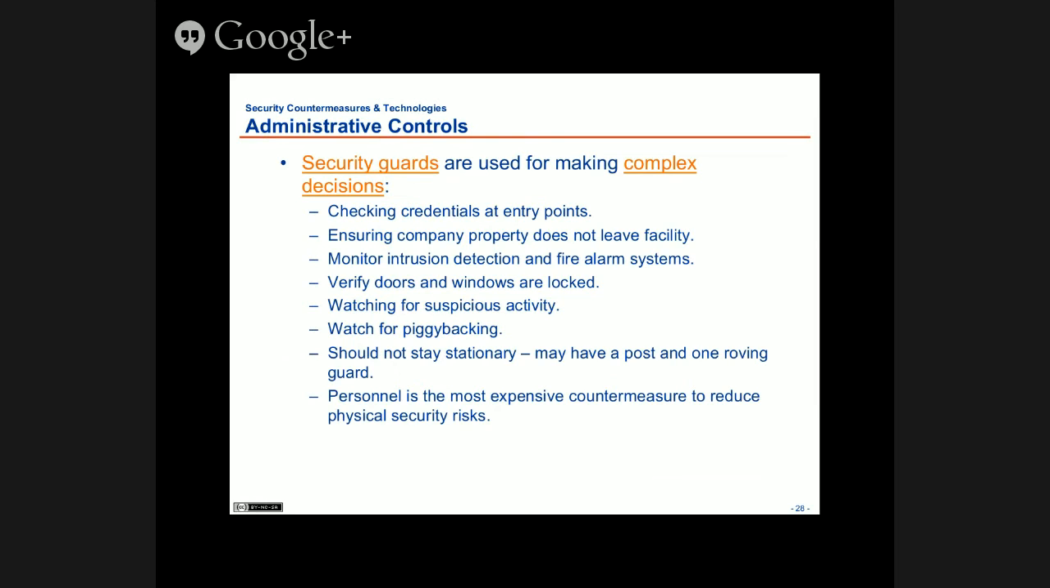and verifying that doors and windows are locked. So they're actually going through and making sure items are locked, because you can have someone on the inside unlocking doors and windows or moving the cameras so there's a blind spot so someone can actually enter.